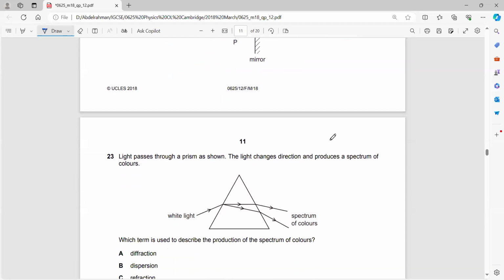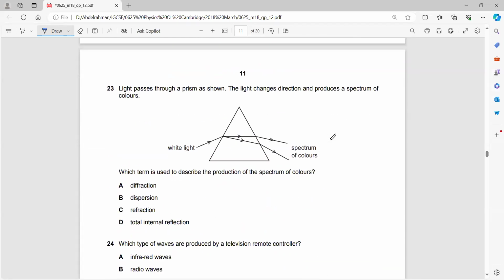Question 23. Light passes through a prism. Which term is used to describe the production of the spectrum of colors? Diffraction? Definitely it is dispersion. No, it's not refraction. Refraction is wrong. This is called dispersion, to produce the spectrum of colors. It would be dispersion, yes.